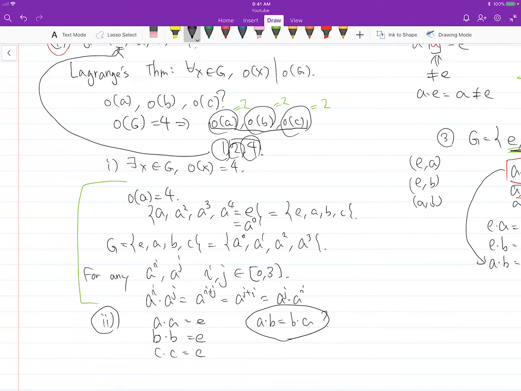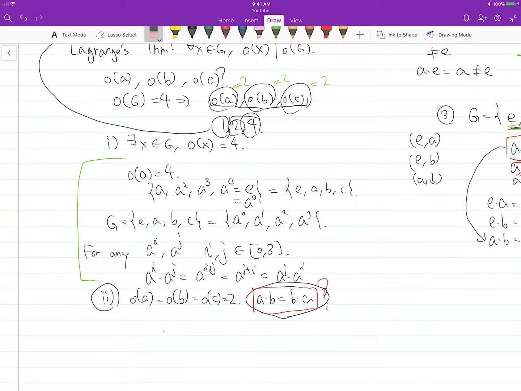And again, in this case, we are assuming that every non-identity element has order 2. So far, we don't have anything specific about A and B and C. They are symmetric. So if we can show that A times B equals B times A, the exact same argument can be applied to B times C equals C times B, and A times C equals C times A. So as long as we can show that A times B equals B times A, we'll be good to go.